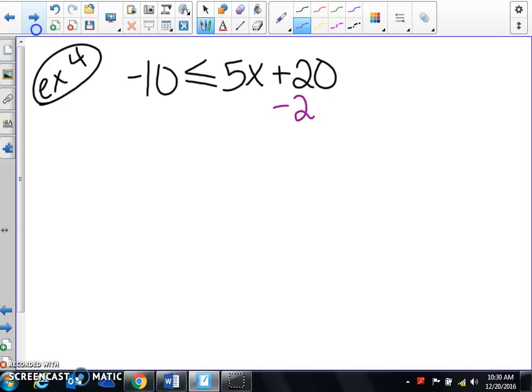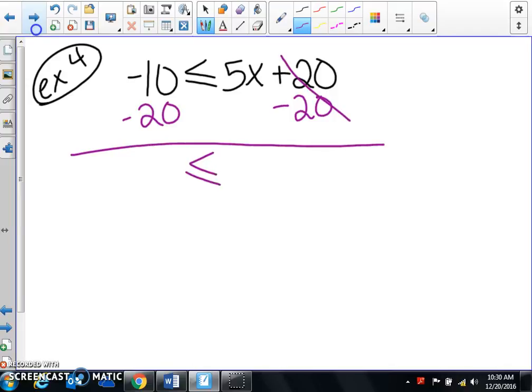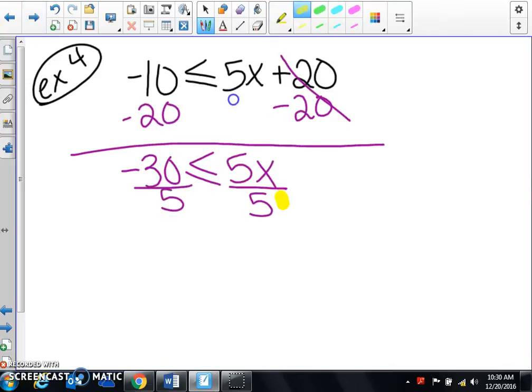So I subtract 20 on both sides, draw my line, stop! Did I divide or multiply by a negative? No, so I keep. Drop down your 5x. Negative 10 minus 20 is a negative 30. And now I divide both sides by 5. Did I divide or multiply by a negative? No, I just divided by a positive, so I keep. And negative 30 divided by 5 is negative 6.